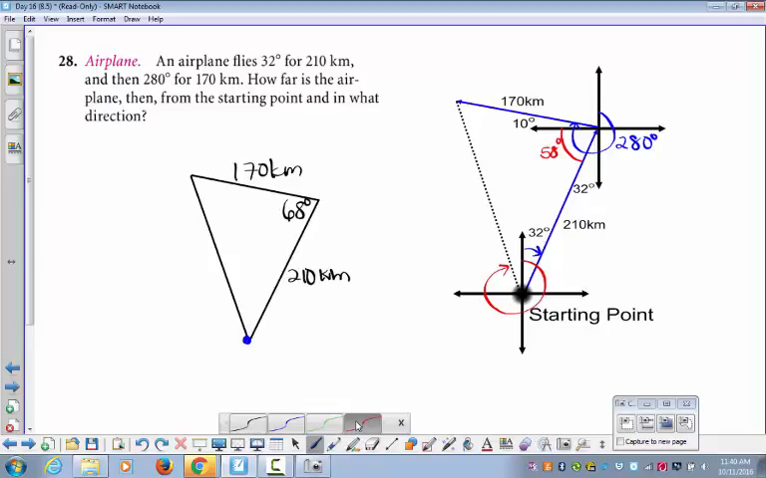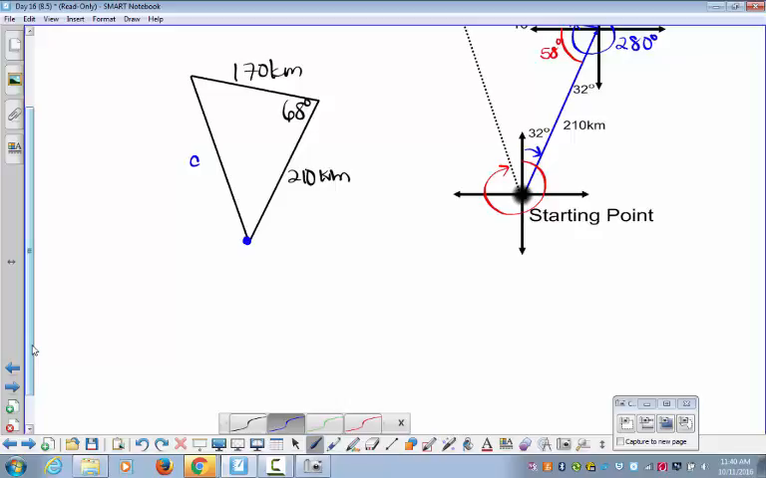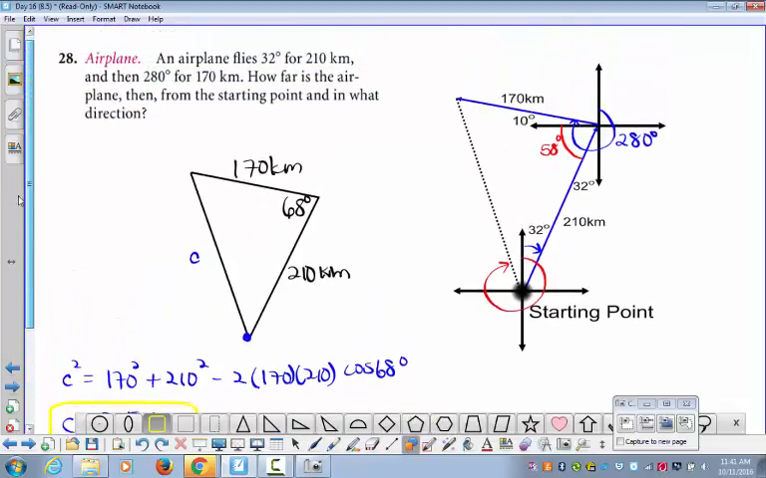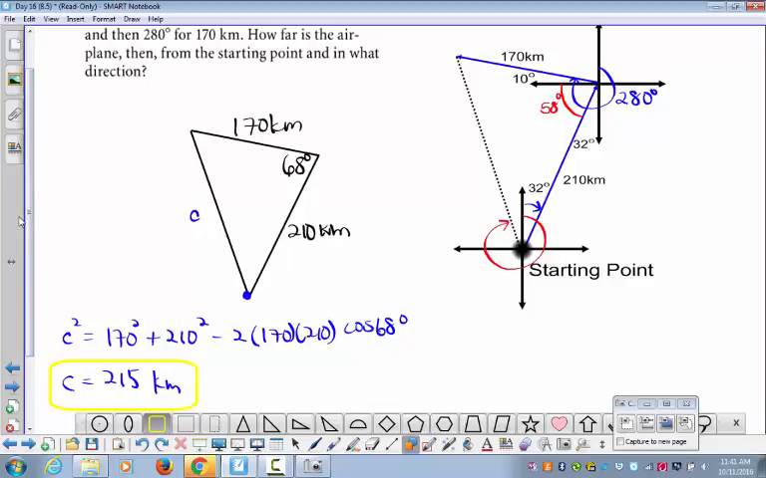Okay, so side angle side, law of cosines. That's angle C, side C. So that will be C squared equals 170 squared plus 210 squared minus 2 times 170 times 210 times the cosine of 68. And what do you guys get to the nearest kilometer for C? When you add that up, take the square root? 215. Thank you. 215 kilometers. So that is the distance the airplane is from the starting point.